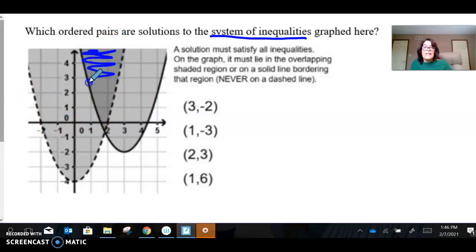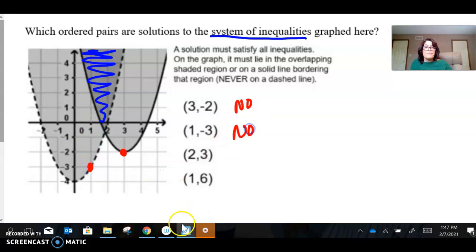I graphed 2 quadratic inequalities, shaded. And obviously you can see, here we go. Here's the stuff that was shaded twice. So is 3, -2 a solution to the system? No. It was a solution to this parabola, I guess, because it's right on it, but it's not a solution to the system.